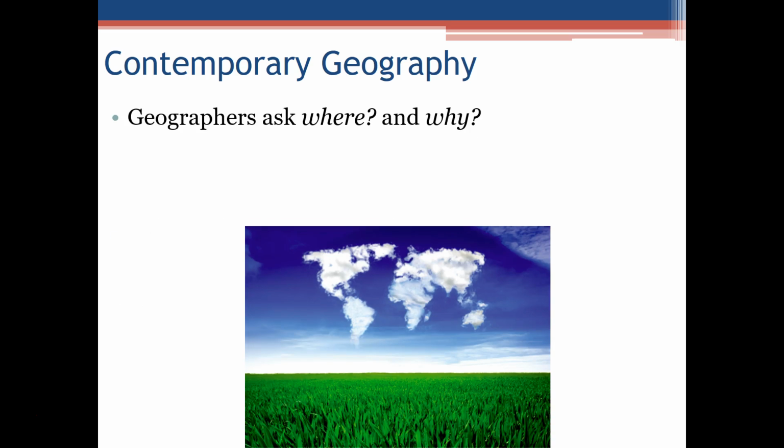So, contemporary geography. Contemporary means modern. Hopefully, some of y'all knew that. So, current geographers now ask two main questions. They ask where and they ask why. So, where are things and why are they there? So that's the two biggest questions, which goes back to one of the first things we talk about, which is the why of where. Now, two types of geography: physical geography, human geography.